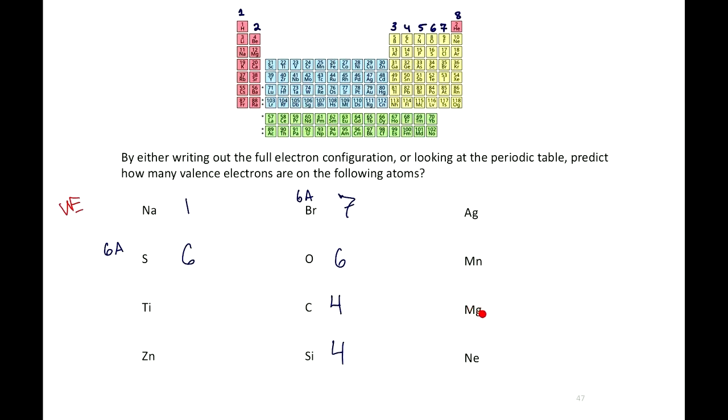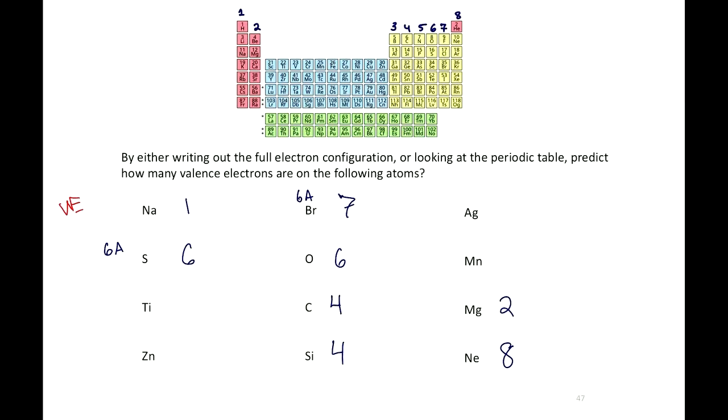What about magnesium? 2, yeah, because it's in 2A. And neon? Not 0, it's the outermost. So it's actually 8, right? It's actually 8. This is the outermost. Okay, so the ones I skipped over are the transition metal ones, because sometimes they're weird.